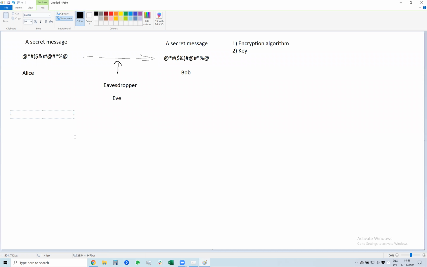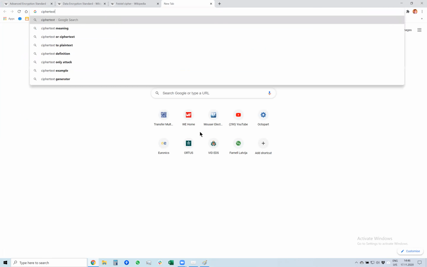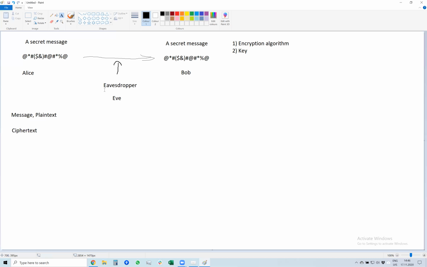So the message that we are sending is called the message or plain text. Plain text is text as written. So a secret message is the plain text. And this encrypted text is called ciphertext. Sometimes I get mixed up. Let's check. Yeah, so I wrote it correctly.